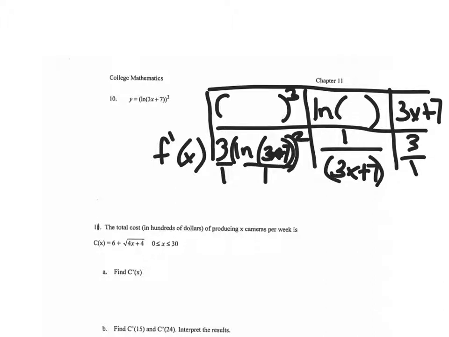So let's see if we can pull all of this out. F prime of x equals, what are we going to end up having in going across the top? Okay, the 3 times 3 is going to be a 9. And then I guess we still need the natural log of 3x plus 7 squared, right?